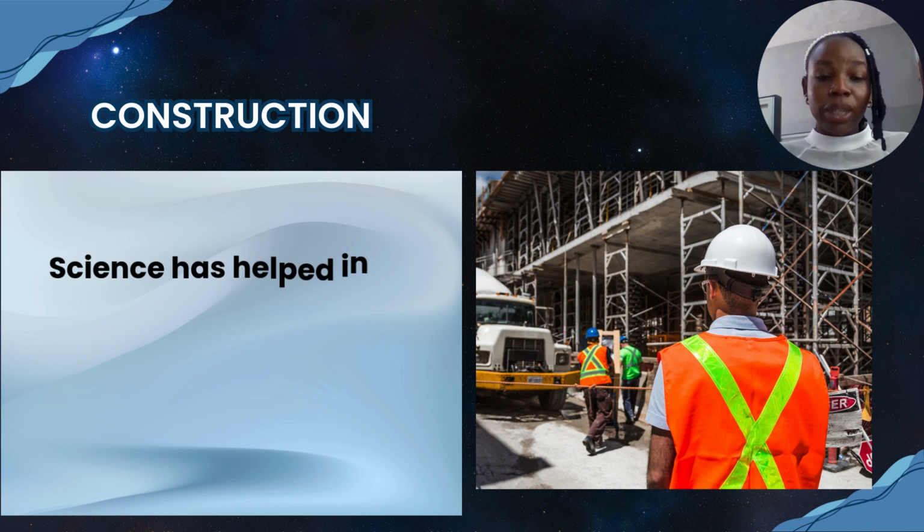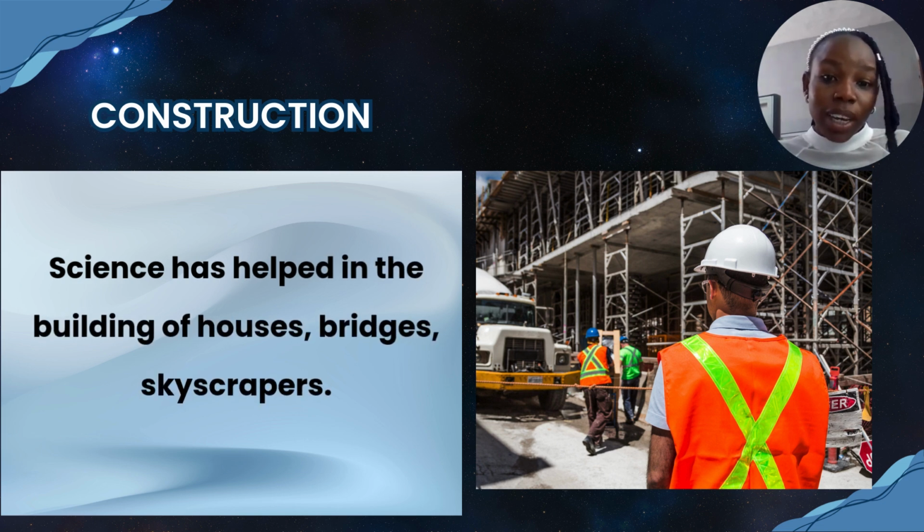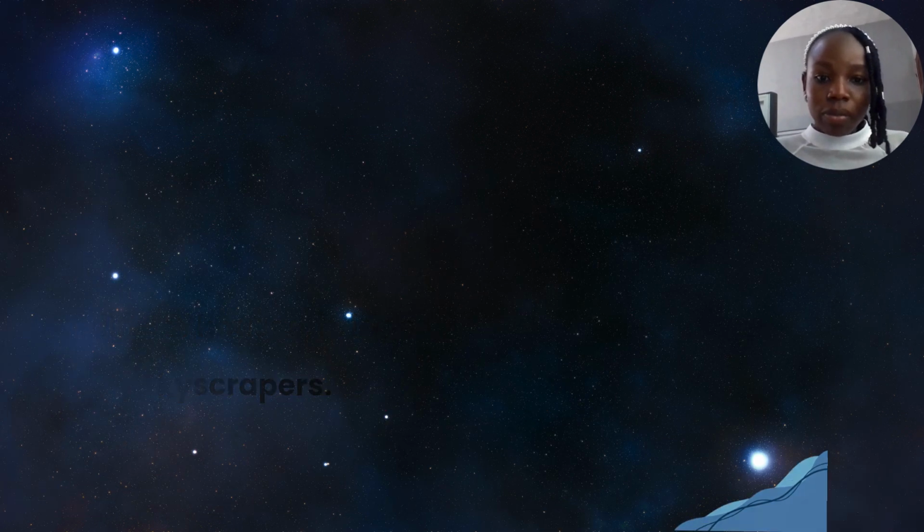Science has also helped in construction. So science has helped in the building of houses, bridges, even skyscrapers. So thanks to the world of science, you can see the picture on your screen. Thanks to science, science has made that easy and that possible. So it has really helped us in building our houses, architects, the civil engineers, the bridges, the skyscrapers, and the likes. So science has made all of this easy.